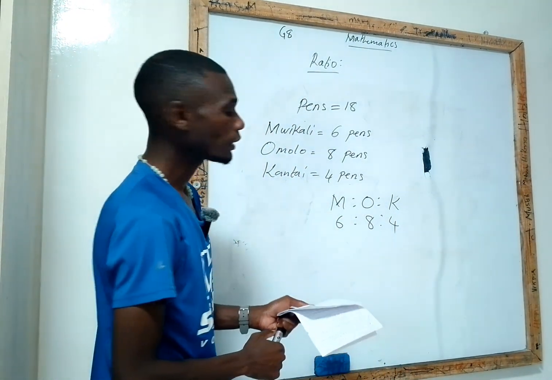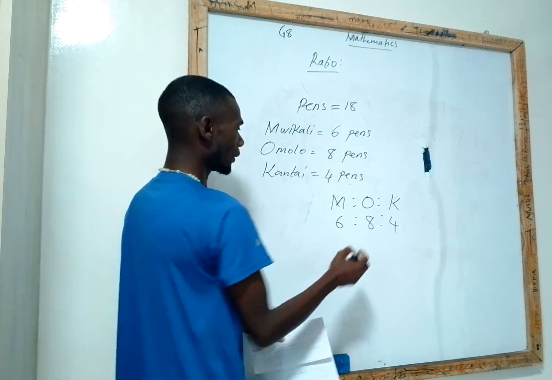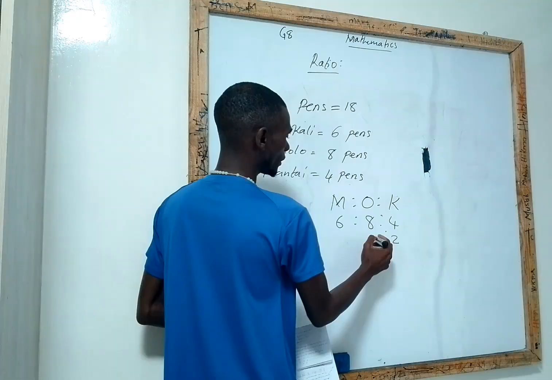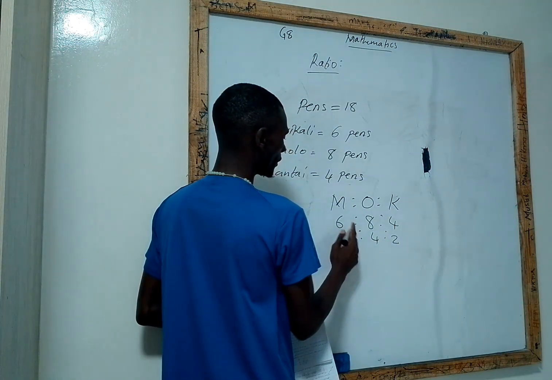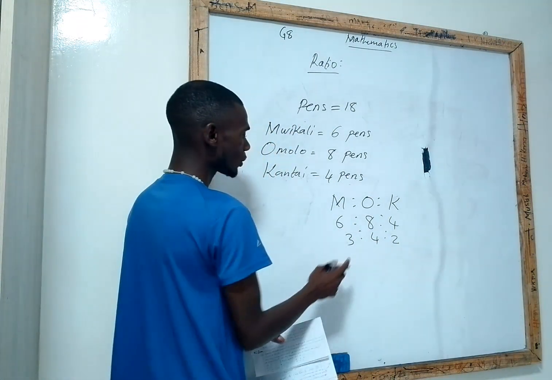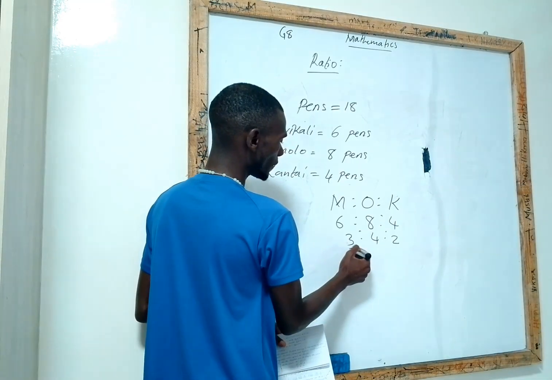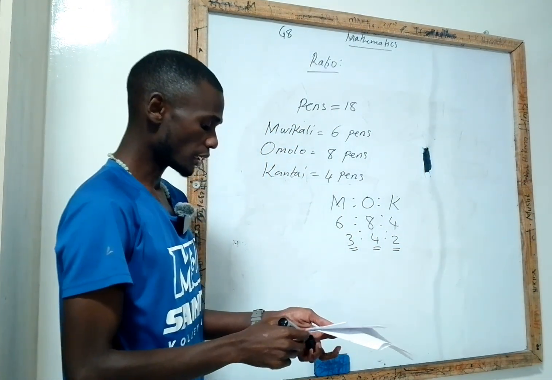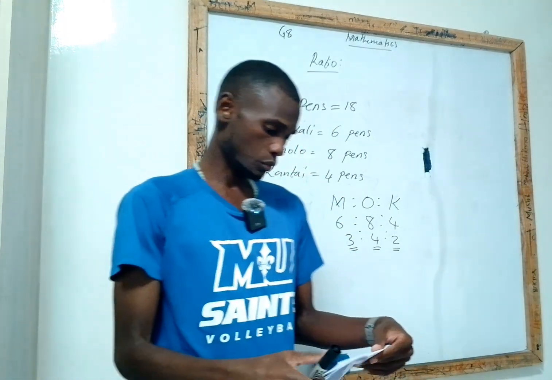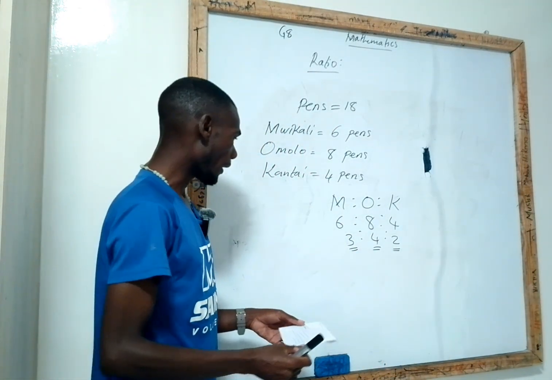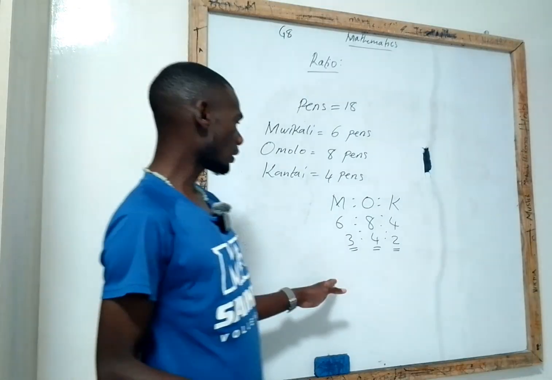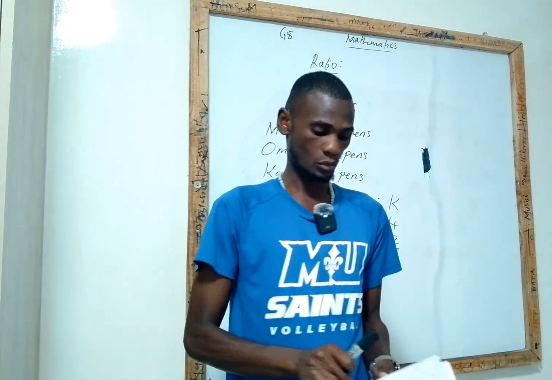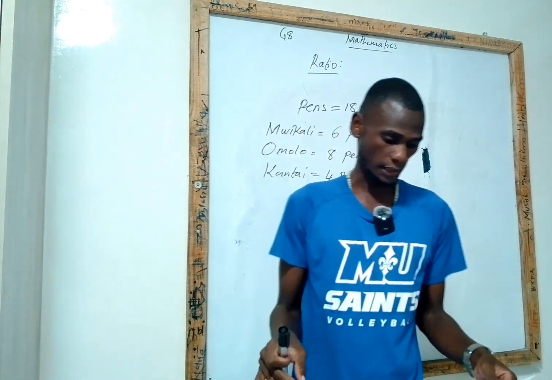So we look for a number that can divide all of them. For example, 2 can divide 4 2 times, 2 can divide 8 4 times, 2 can divide 6 3 times. Once we have this, there is no number that can divide all three. So that becomes the ratio. This is the ratio this teacher used to share the pens: 3:4:2.